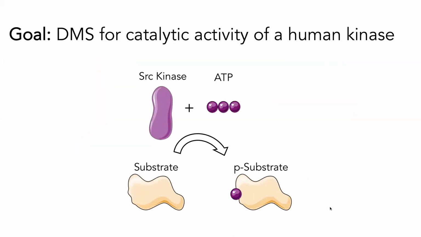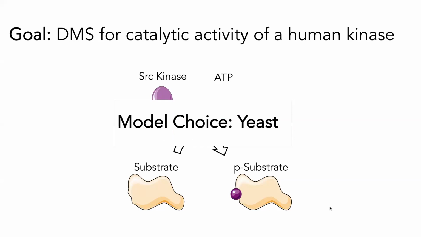And so to wrap up, I'm just going to go through some real case examples of 2 DMSs I've worked on and explain the rationale for why I chose the models that I did. So for my first one, I wanted to do a deep mutational scan to understand the sequence determinants that regulate catalytic activity of a human kinase, which is called SRC. And I ended up picking yeast as my model.